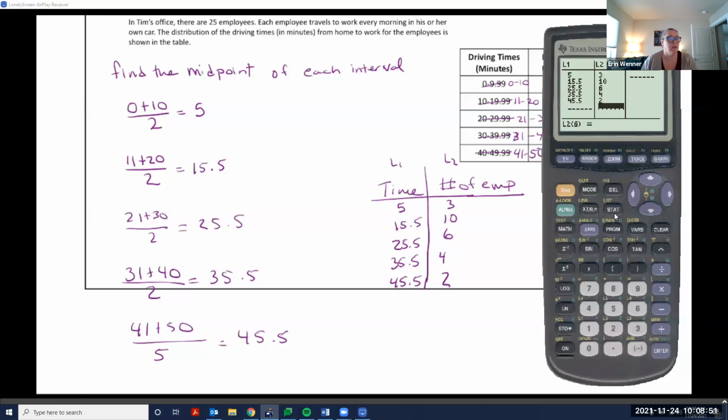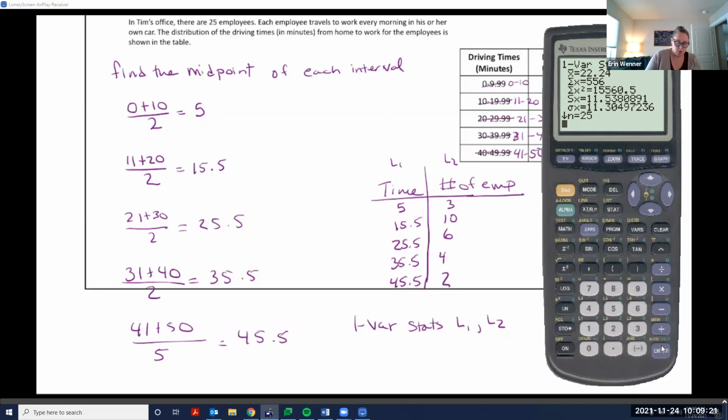So then we want to run 1-Var Stats. We're going to press STAT and go right to CALC, and we're going to do 1-Var Stats. But because we have list 1 and list 2, we're going to do 1-Var Stats L1, comma, L2. Remember, to get to L1 and L2, we do second 1, which gives us L1, comma, and second 2, which gives us L2, and then we press enter. And then remember, we are looking for x-bar, that is the mean.